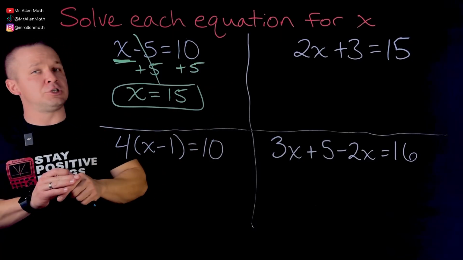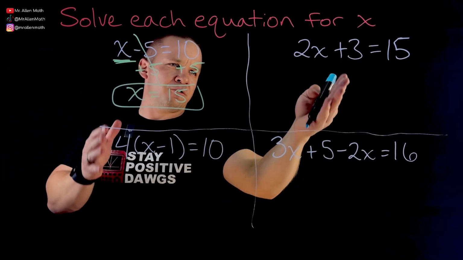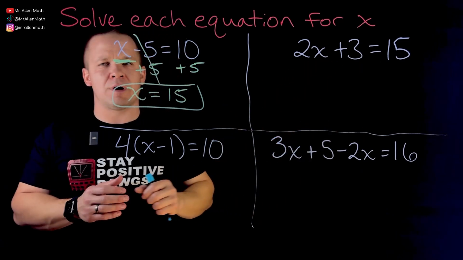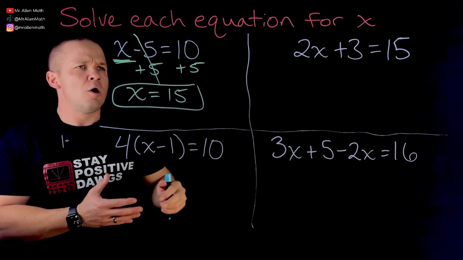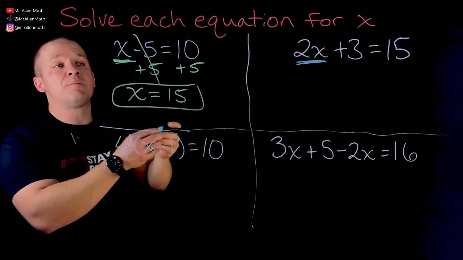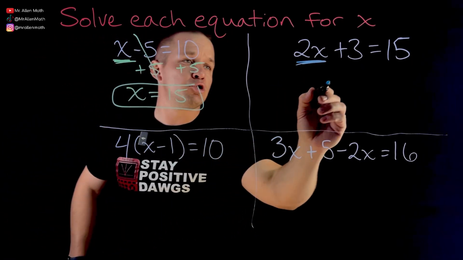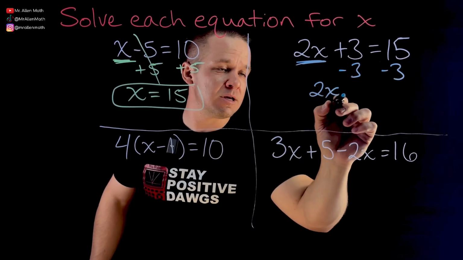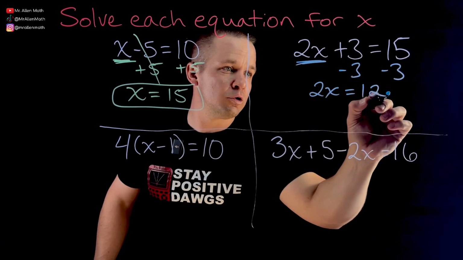Now let's look over here at the two-stepper, okay? First thing, I got a 2 here in front of the x. I've got a 3 added right here. What do I do first? Well, I want to get this 2x alone so that then I can divide by 2 on both sides. So I'm going to subtract 3 first on both sides, and I'll get 2x equals positive 12.